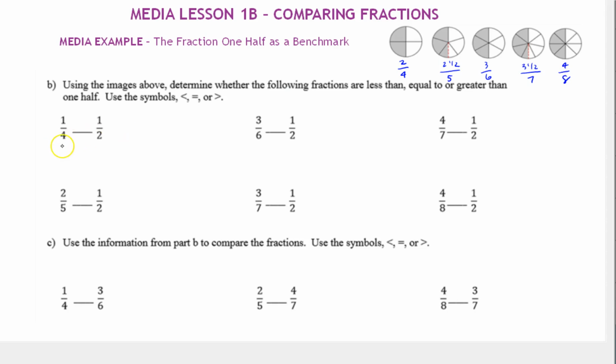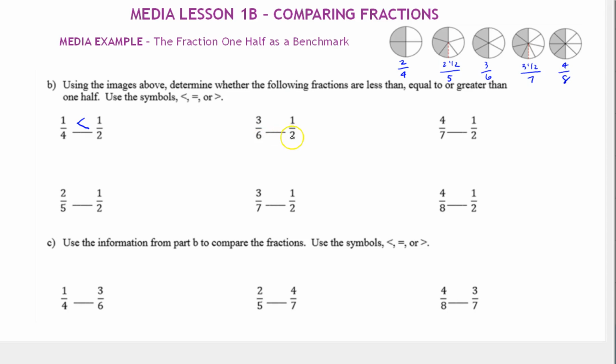So since this has a denominator of 4, I'm going to look here, and 2/4 is equal to 1/2. So 1/4 would be less because it would be only one of these pieces. So this is the less than symbol, and remember, basically you want the pointy part pointing towards the smaller number, and the open part pointing towards the bigger number.